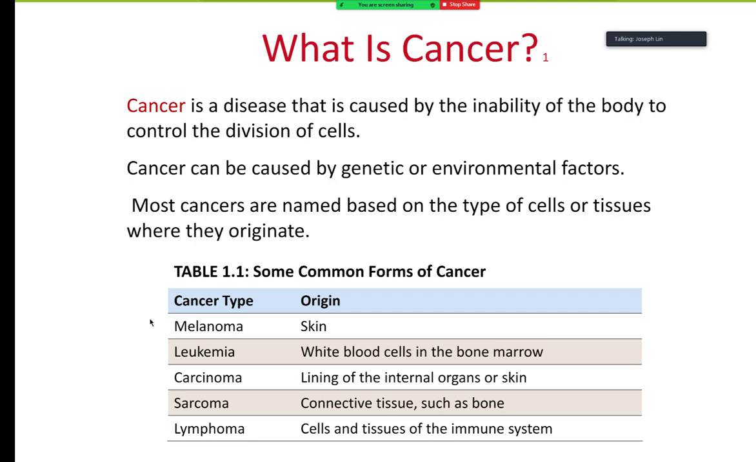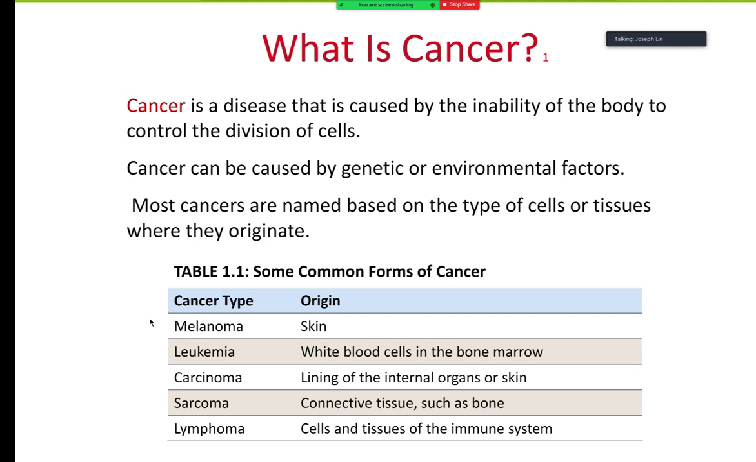So most cancers are named based on the types of cells or tissues that they originate from. This is some of the terminology you might hear as you go into this field, or if you get interested in the allied health programs. Melanoma is the skin cancer, or the formation in the epithelial tissue on the outer part of the skin. Leukemia is when you have the cancer forming inside the white blood cells in the bone marrow. Carcinoma is whenever you have it occurring inside some internal lining of an organ or skin.